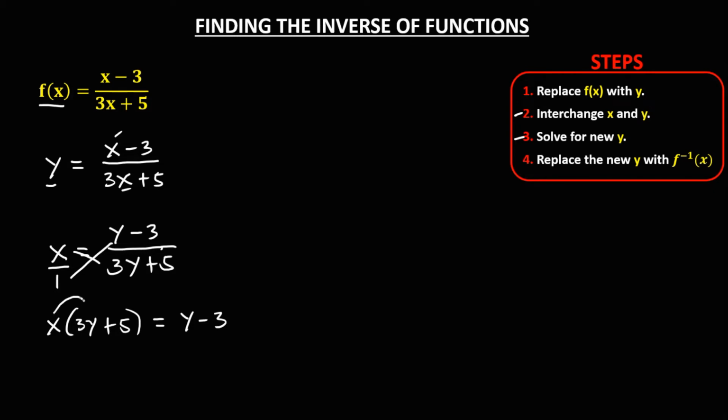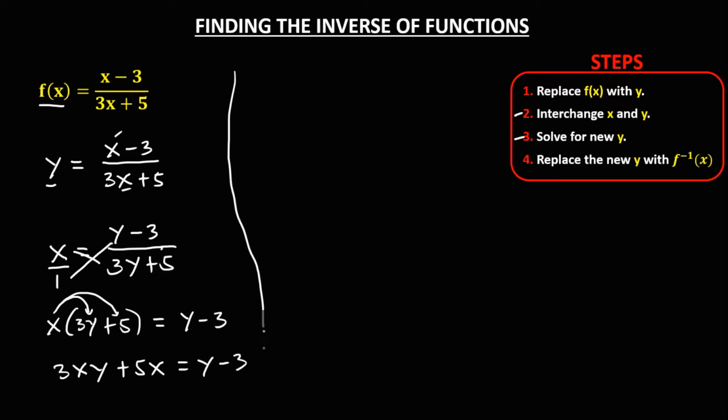Then distribute the x. x times 3y is 3xy, and x times 5 is positive 5x, equals y minus 3. Then to solve for y, we need to group all the y terms on one side. Since this one is y, we need to transpose this y. So 3xy, positive y becomes negative y, equals, we need to transpose this positive 5x, so that becomes negative 5x, then minus 3.